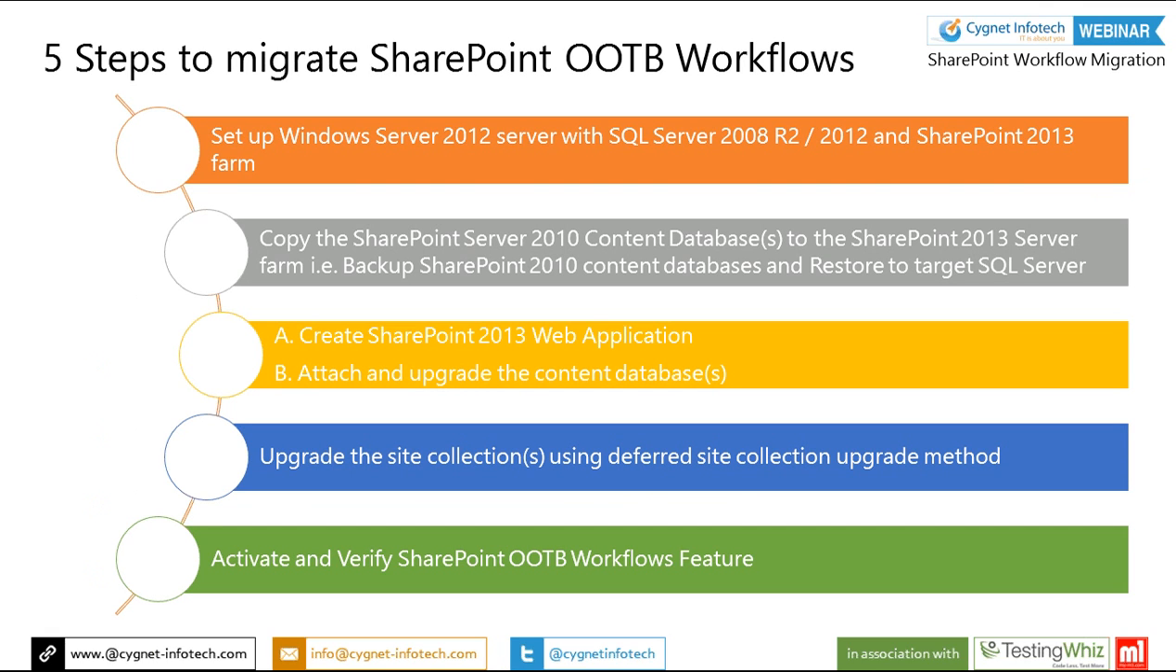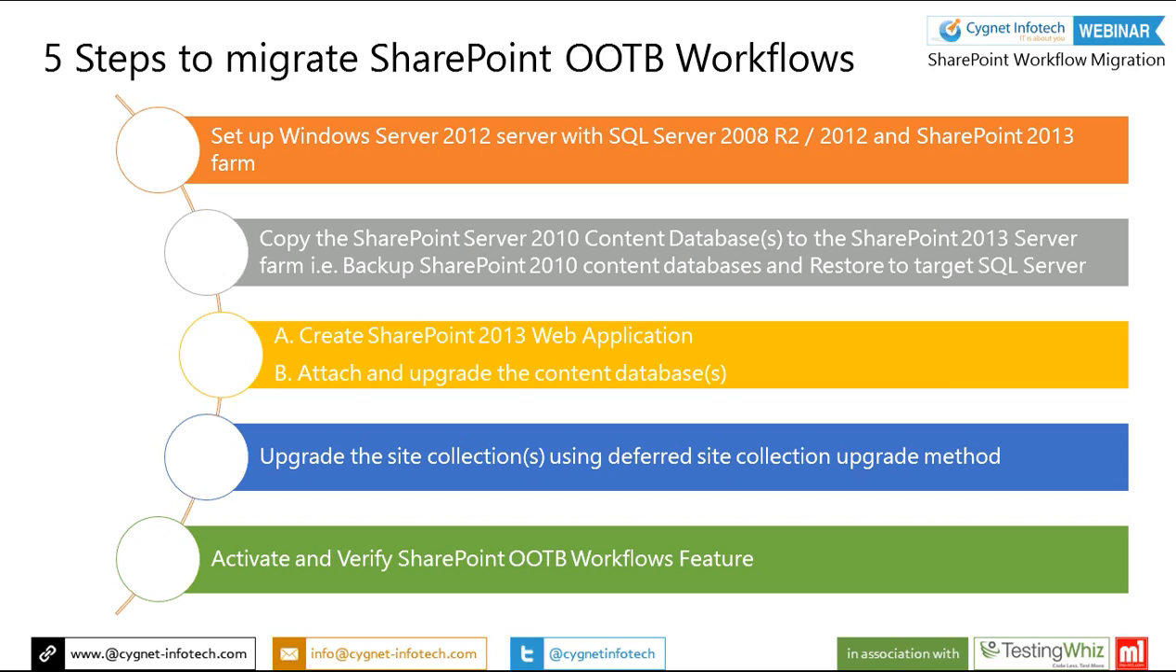In terms of steps, initially you need to set up the Windows Server infrastructure with SQL Server and the SharePoint Server 2013 farm. Further, you need to take a copy of your content databases from SharePoint 2010 and put them into SharePoint 2013 for migration purposes. So ultimately you can consider the backup and restore scenario: take the backup of your SharePoint 2010 content databases and restore them to your targeted SQL Server, which is going to be used for SharePoint Server 2013.